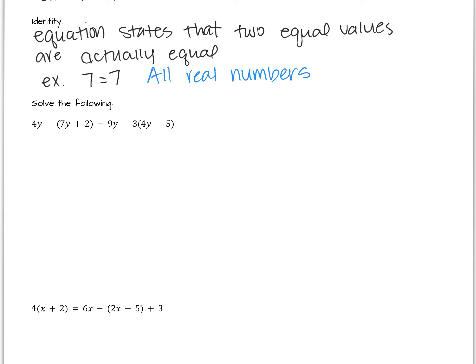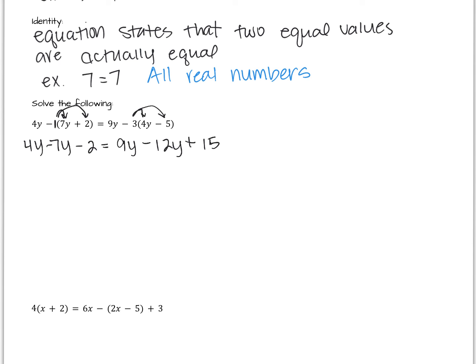So we're going to take a look at a couple examples. So the first one, we have 4y minus 7y plus 2 equals 9y minus 3 times 4y minus 5. So the first thing I need to do here is take care of distributing. So for my first one, there's technically a negative 1 in front of the parentheses that I'm going to distribute in. That'll give me 4y minus 7y minus 2 equals 9y, and then I'm going to distribute my negative 3. I get minus 12y plus 15. Because remember, when you multiply two negatives, you end up with a positive.